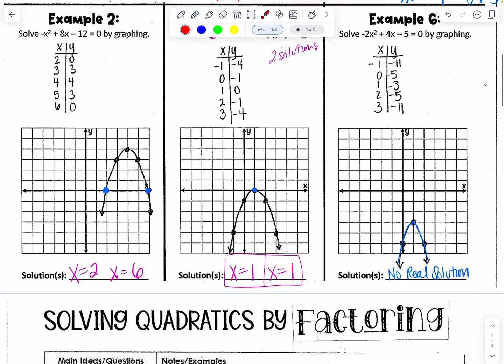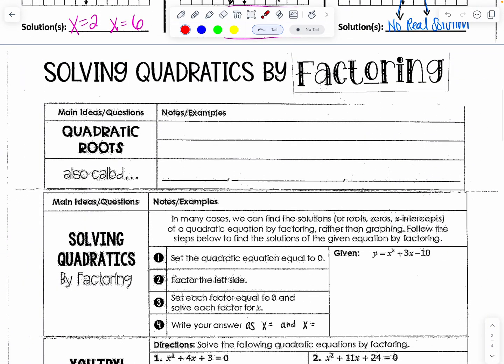So this is getting us back into factoring again. I know we've done this a couple of times, but I feel like we're still a little rusty on it. So I want to make sure that we practice this to the point where you can do these in your sleep. All right, so again, quadratic roots, we're going to reiterate this again.